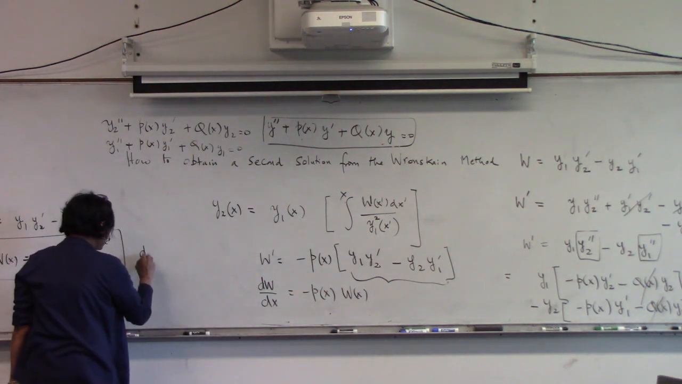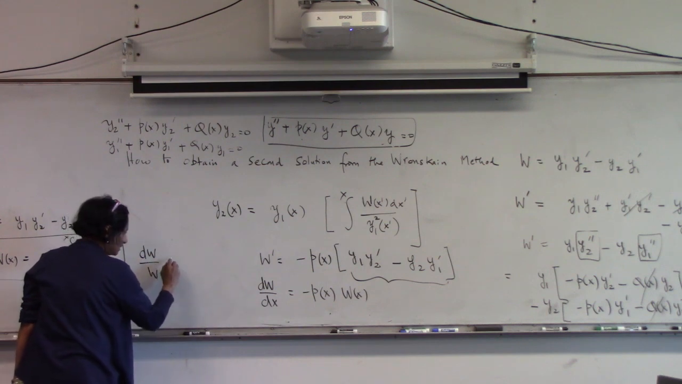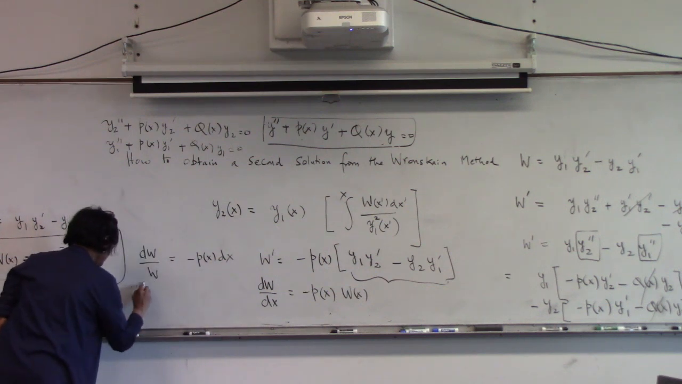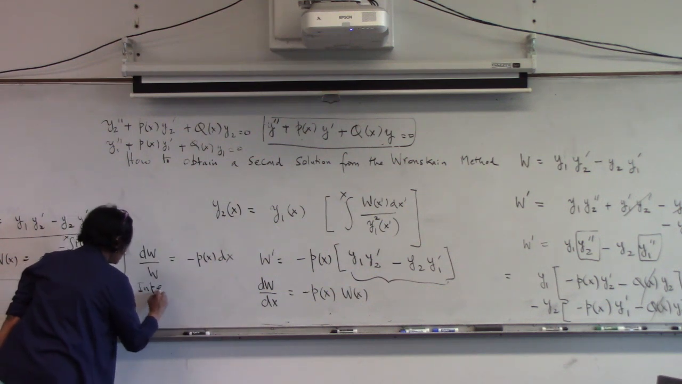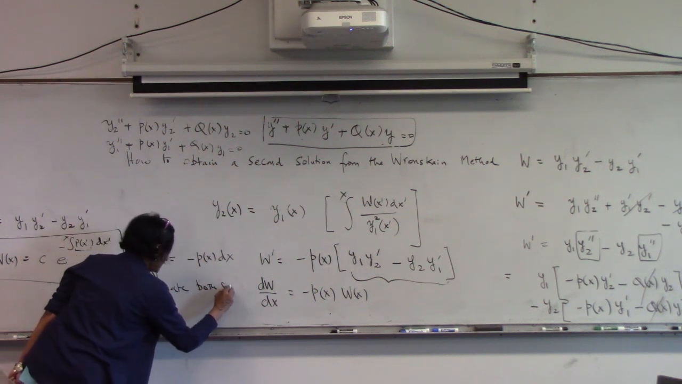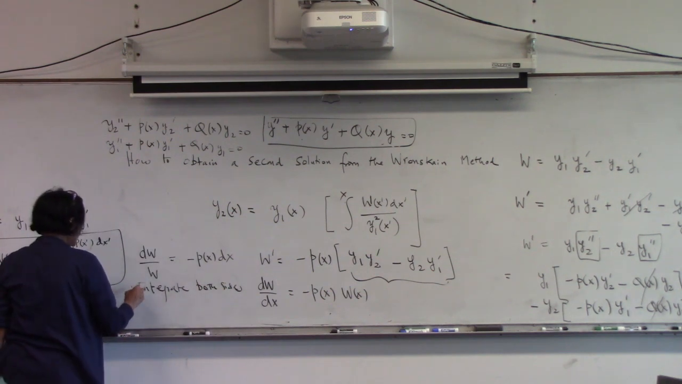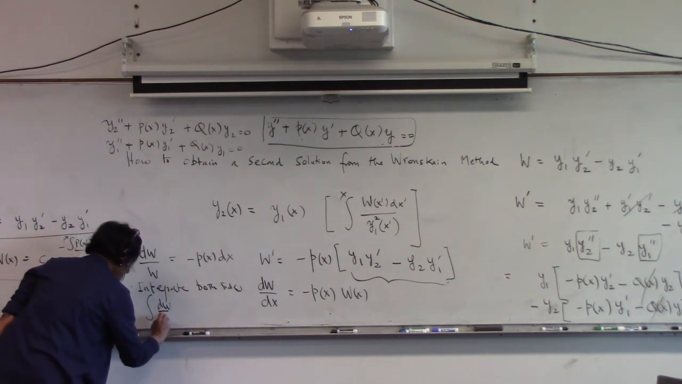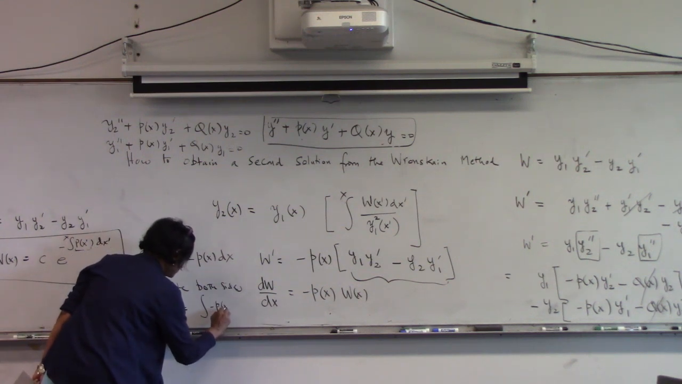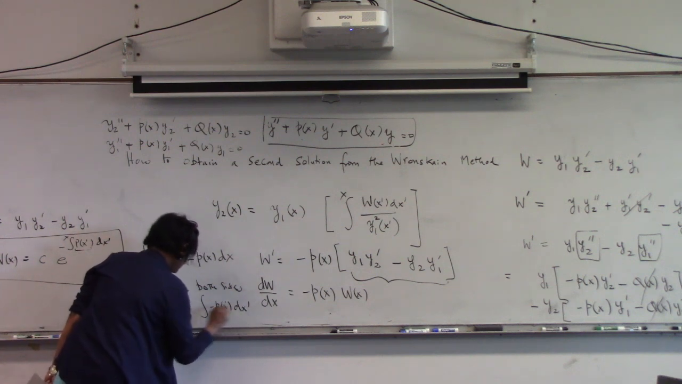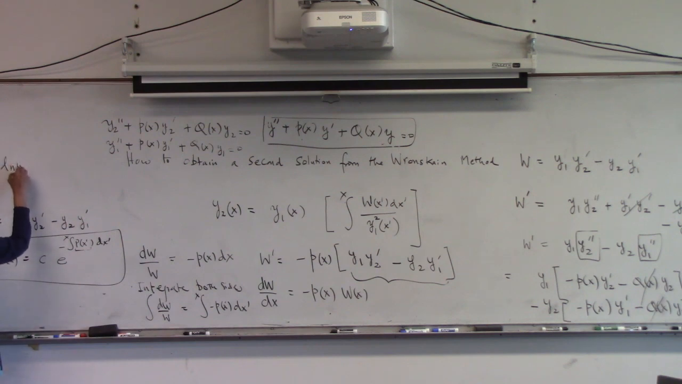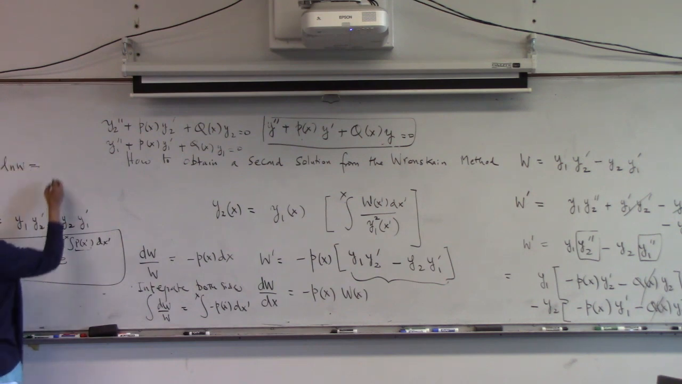Or I have dW over W equals minus p(x) dx. So now integrate both sides, one with respect to W, the other with respect to x. Okay. So if you did that, then this is the natural log of W. The natural log of W is nothing but this.